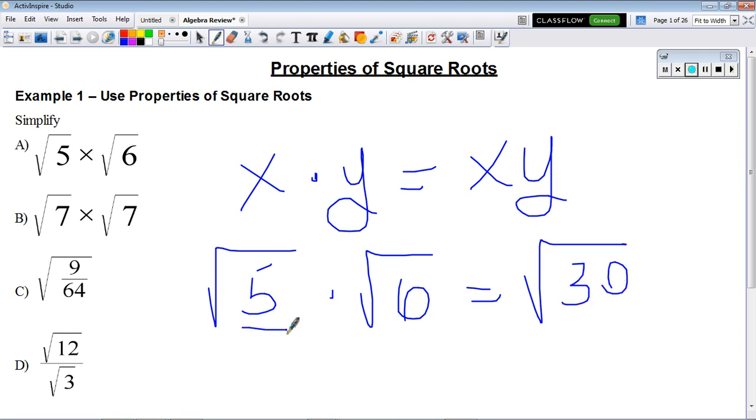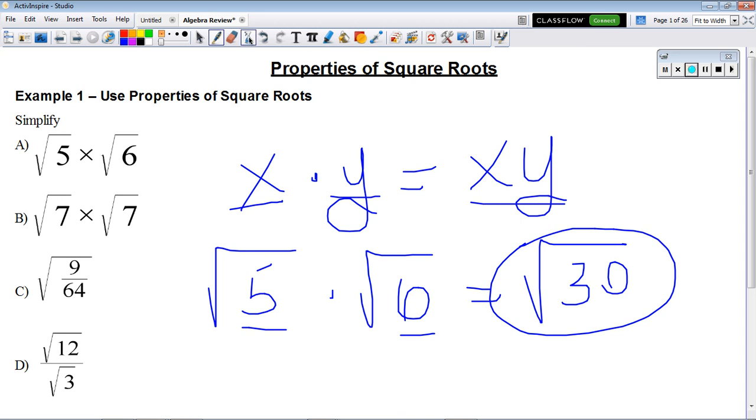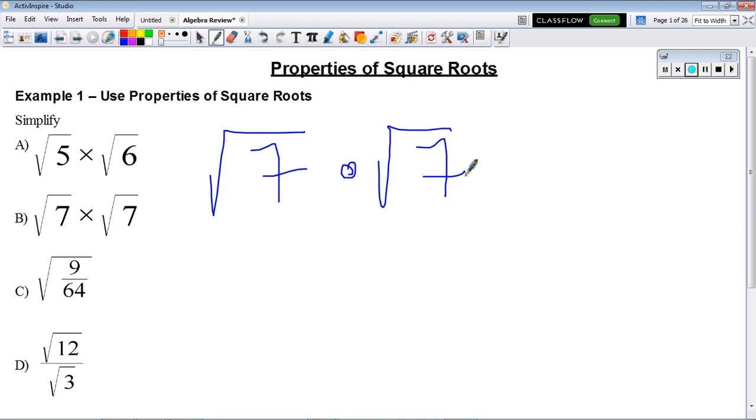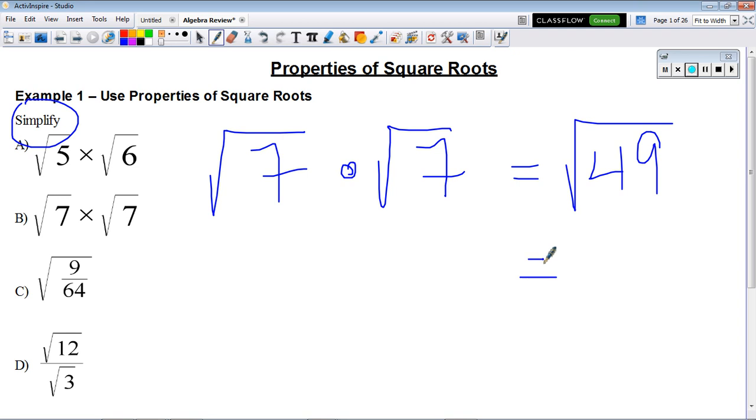So even though the values inside the square roots are different, I can still multiply those together and include it as one simple square root, just like we could do when we were multiplying two variables that were not the same. So for part B, when I have the square root of 7 times the square root of 7, I'm going to do the same thing. 7 times 7 is 49, so this would be the square root of 49. And since the square root of 49 can be simplified to just 7, that's what I would want to simplify that down to.